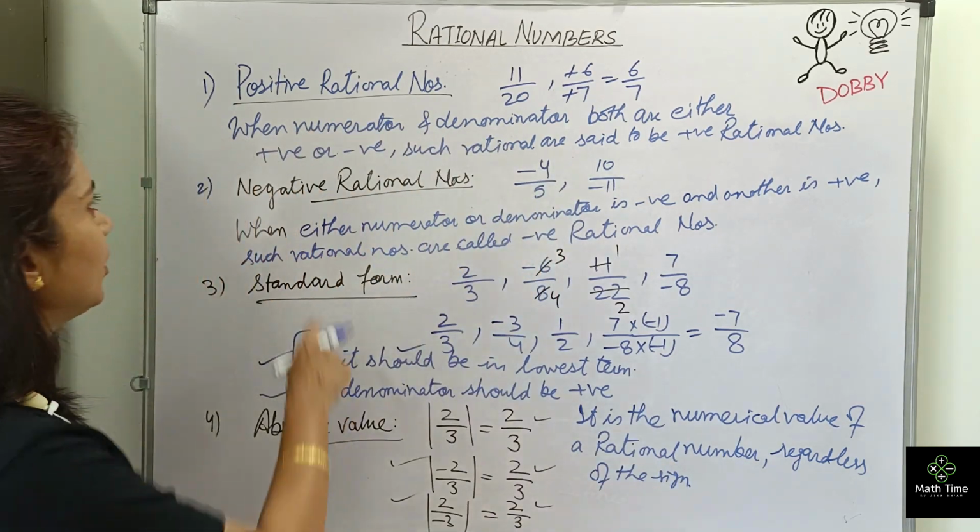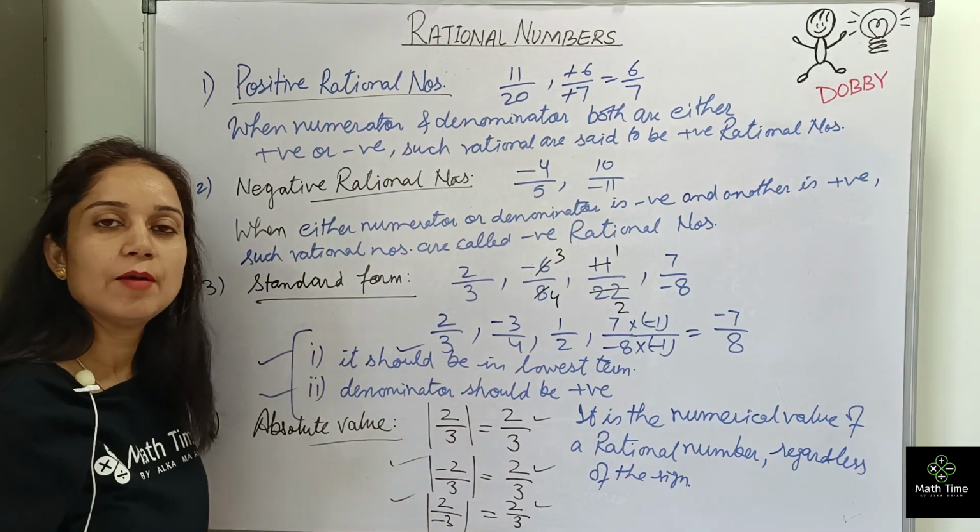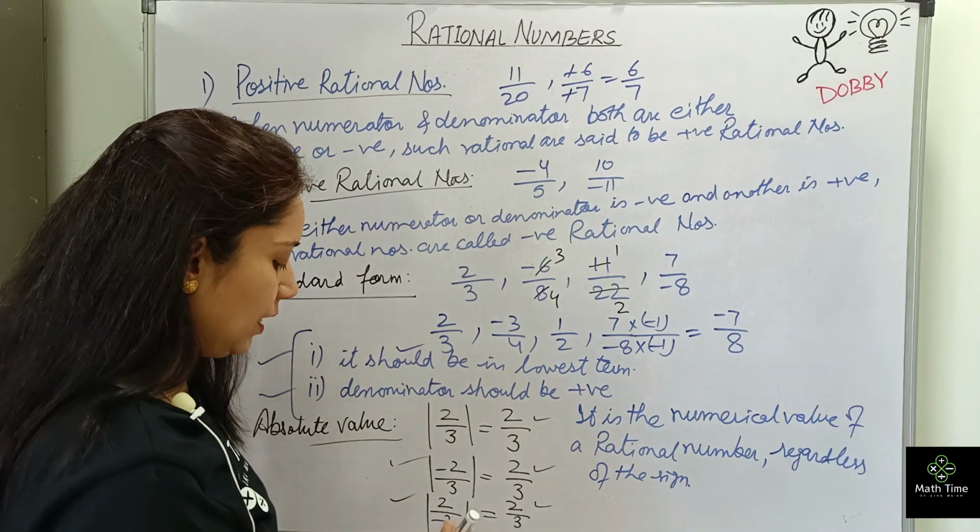Okay, so we have done positive rational numbers, negative rational numbers, standard form of rational number, absolute value of rational number. Let us go further.